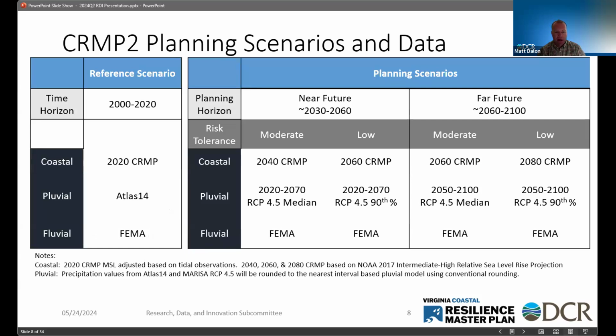This is based on prior discussions of this subcommittee and the TAC at large on how we are organizing our information, presenting it, and considering it as we try to plan and have data for the future. So we have our reference scenario, our baseline of where we're at today or a little beyond, looking backwards on what we have. In the coastal, we're using the 2020 CRMP data, which is tidal adjusted coastal flooding from tidal flooding and storm surge, using Atlas 14 values for the pluvial flooding, and then using the FEMA data for the fluvial.